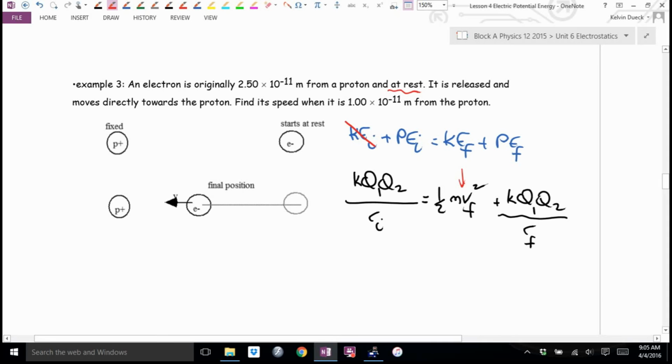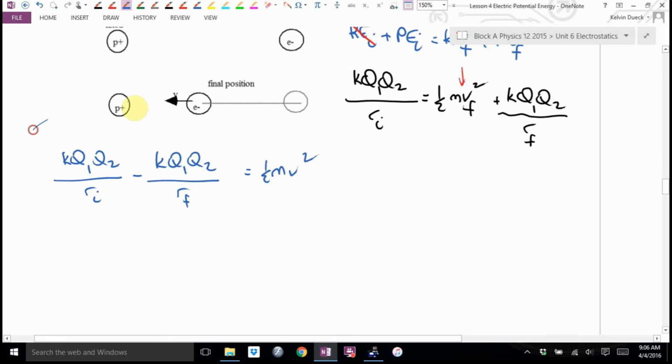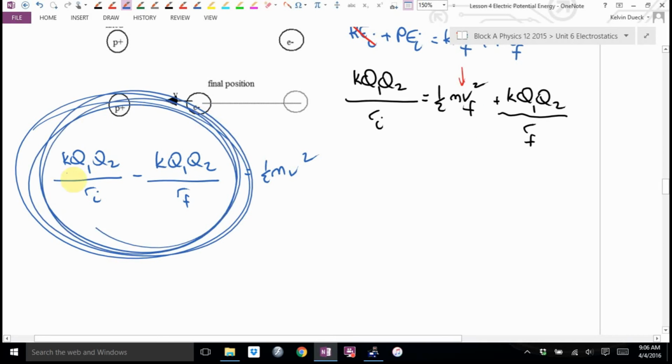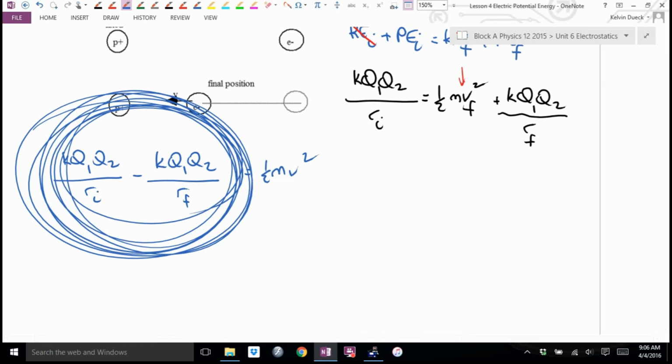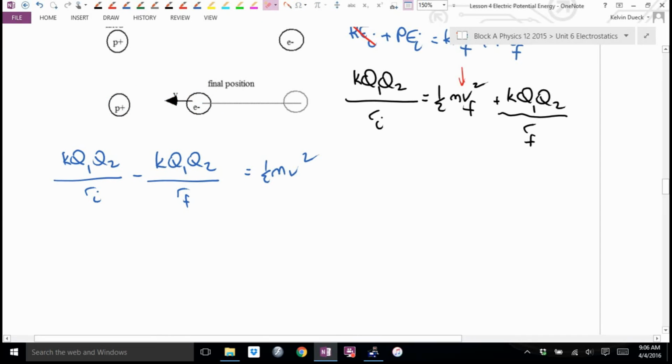I am not going to get the v by itself yet, so I could... this is yucky. Instead, I'm going to subtract this whole term over. I'm going to write it like this: k Q1 Q2 over R initial, take away k Q1 Q2 over R final, equals a half m v squared. And then what I'm going to do is crunch this whole thing, turn it into a single number. Then, once I have that as a single number, then I'll get the v by itself, okay? So we're going to target the left-hand side for quite a while here.